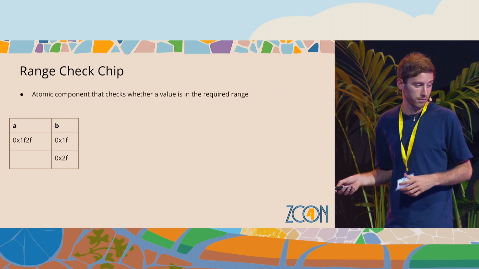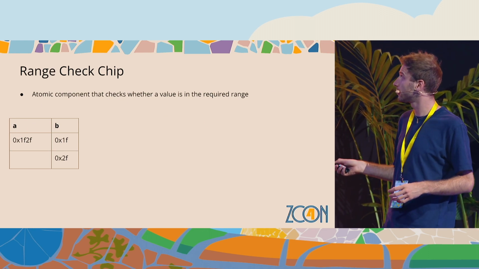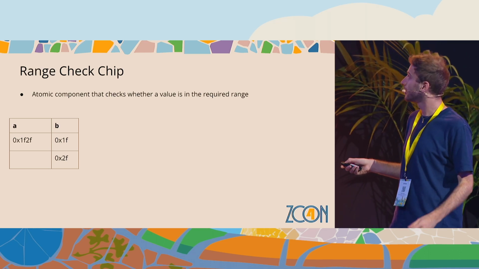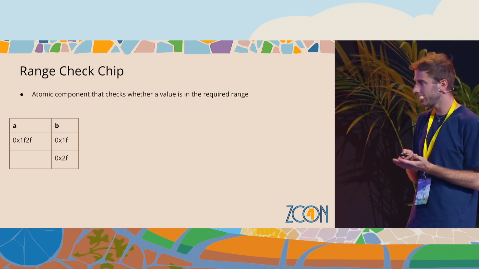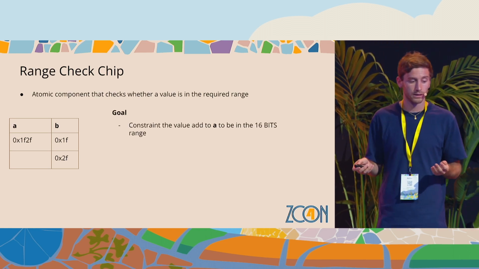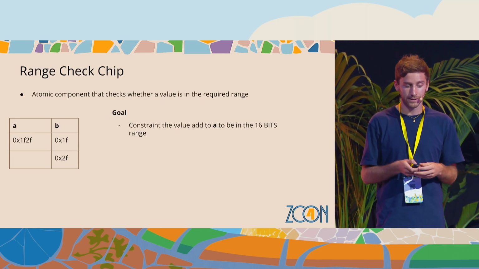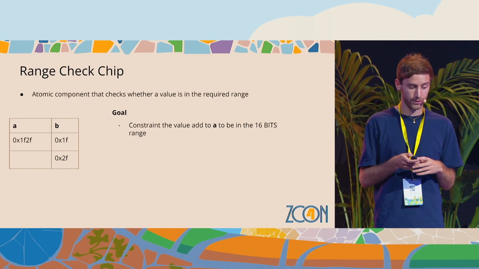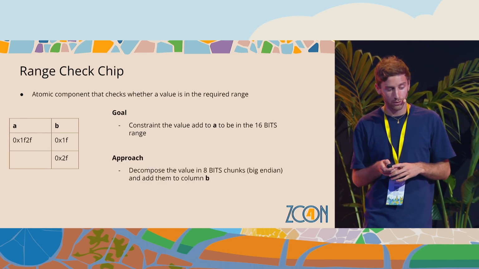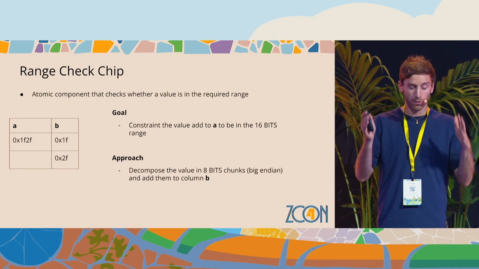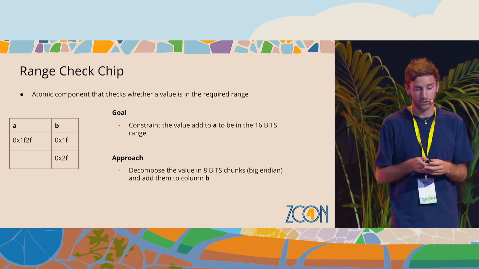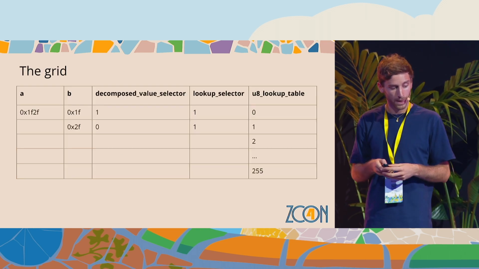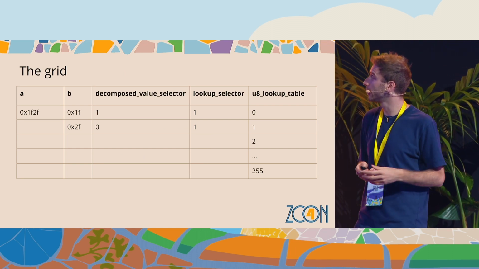I think we do have time to go also through the range check chip. So the role of this chip is to check that a value is in a required range. And in this example, the range is simply 16 bits. So we want to make sure that the value in the cell A at row 0 is 16 bits. And the way we do that is decomposing this value in 8-bit chunks and adding these chunks to the column B. So in this case, how will the grid look like?